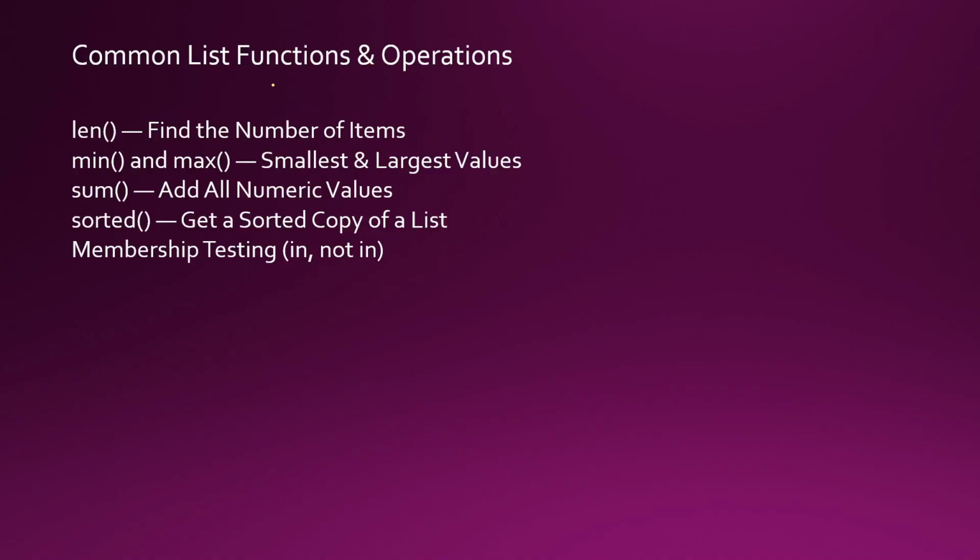There are a few more inbuilt functions in the list that we can use to get information from the list and perform some operations. One is length, which finds the number of items. If there is a list A of 1, 2, 3, the length would be 3. It just counts how many items are in my list. Then minimum and maximum. If we perform A dot min, it will find the minimum value, that is 1, and A dot max will find the maximum value, that is 3.